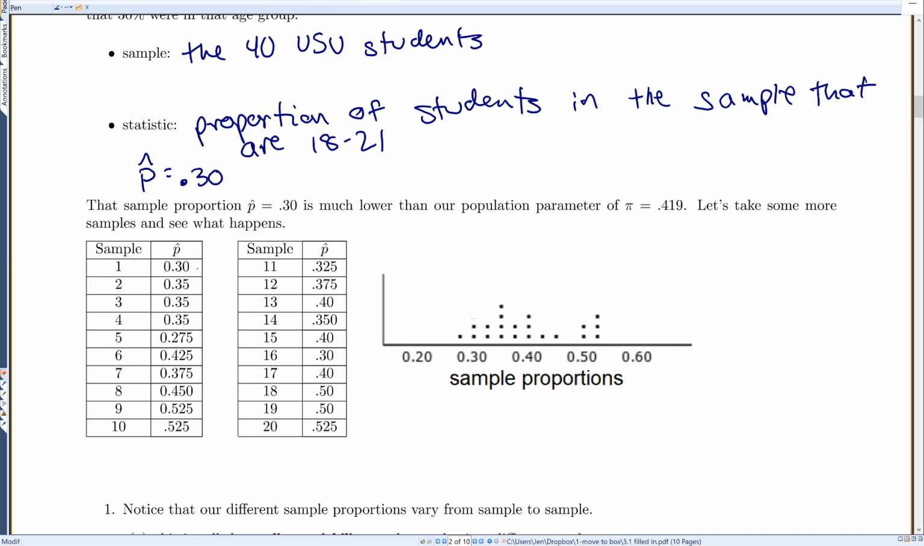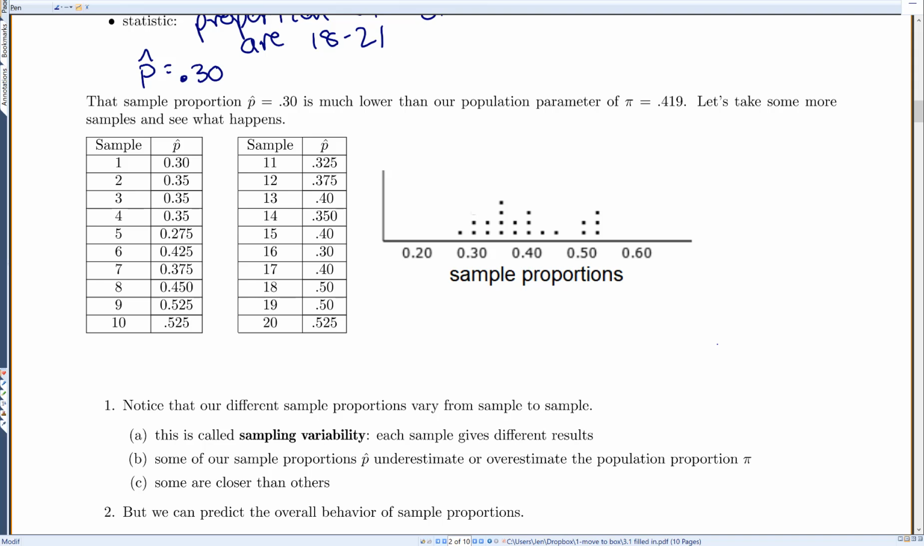So if I take more samples, I use the computer and I found more samples. On my first sample, I got a sample proportion of 0.30. On my next sample, I got 0.35. My next sample, I got 0.35. And you can just see, etc. I took 20 different samples, and these are the different sample proportions that I got. And so you can see that each of my different samples gives me a different sample proportion. This is called sampling variability. The idea that each sample gives you different results is very, very important. This is what underlies all the statistics we do in this class.